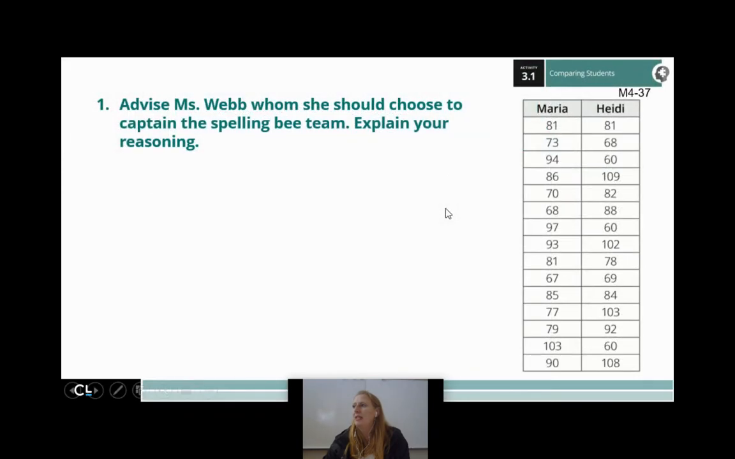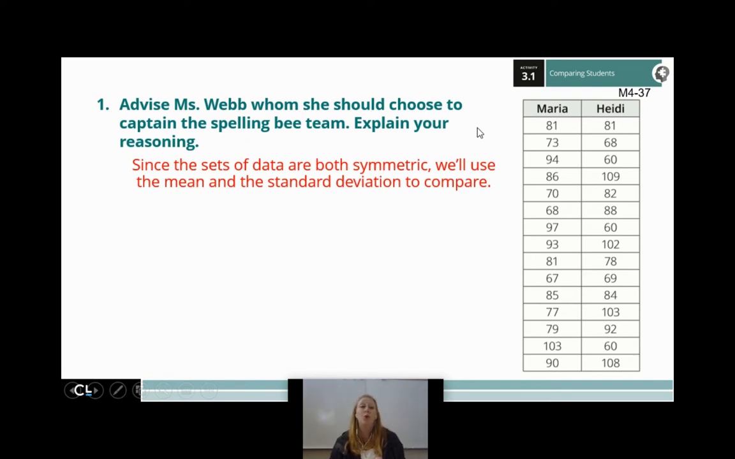So we're going to advise Miss Webb on who she should choose to captain the spelling bee team. Well, we already know that Miss Webb said she's going to use the mean and the standard deviation, and we're using those because both sets of data are pretty symmetric. We're going with Miss Webb, but if we made a dot plot with these, we would see our data is actually really, really symmetric. So we're going to trust Miss Webb that we've got nice symmetric data, so we need to find the mean and the standard deviation for each. I'm going to start off with Maria. Let's find our mean.